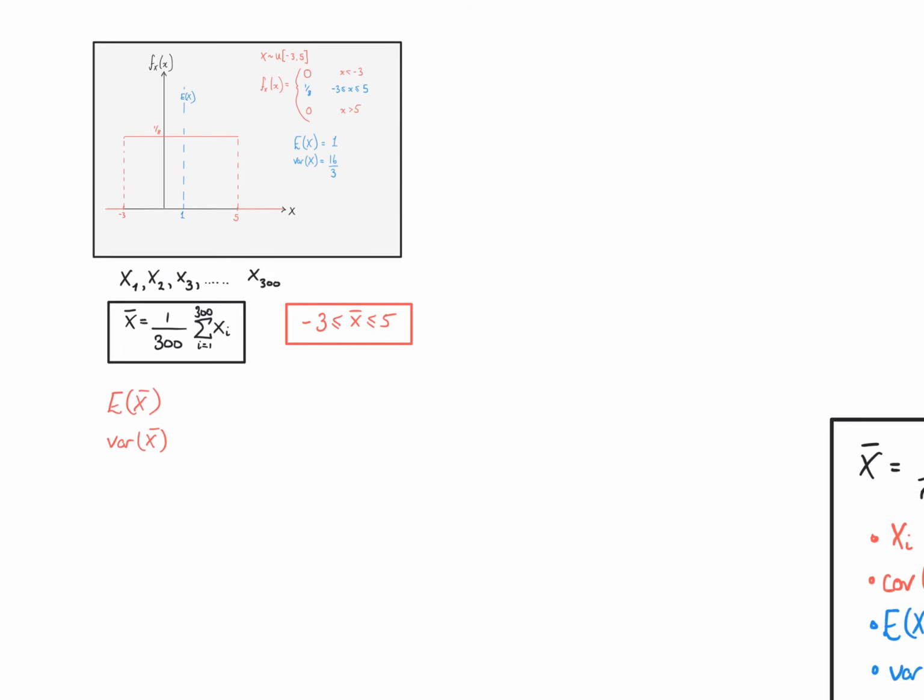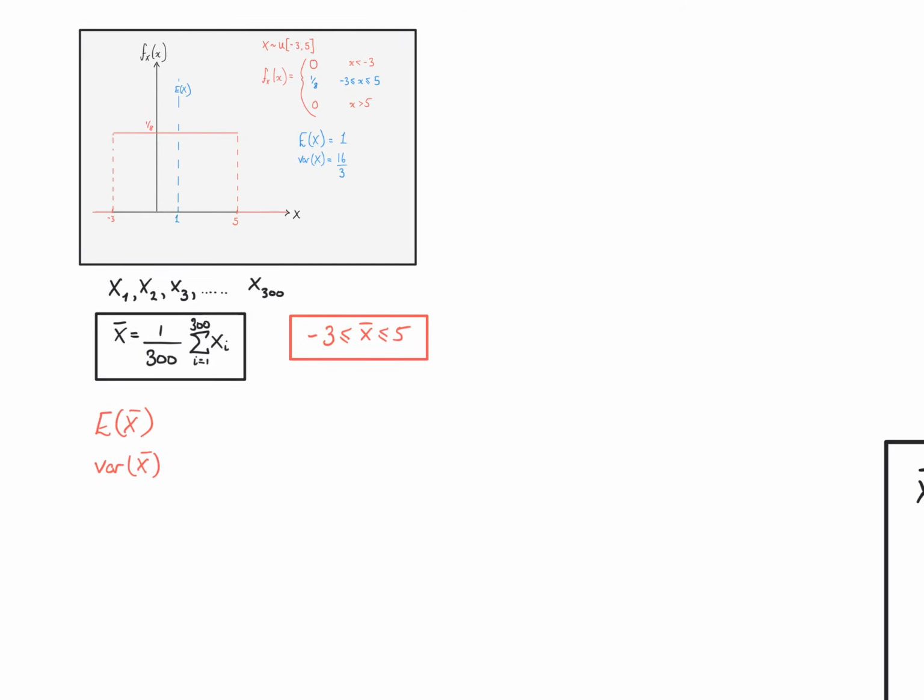So we can use that straight away to write down that if our observations are IID, we know the expectation of x in this case is 1, so the expectation of x bar, the average of all of those sample means, would also be equal to 1.